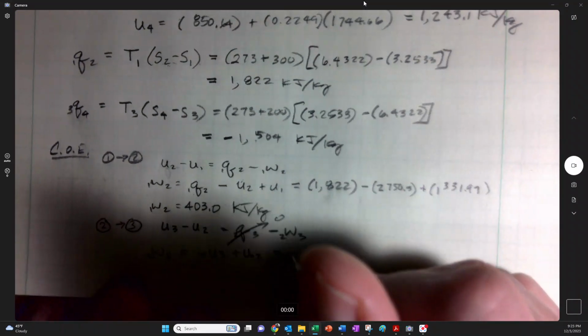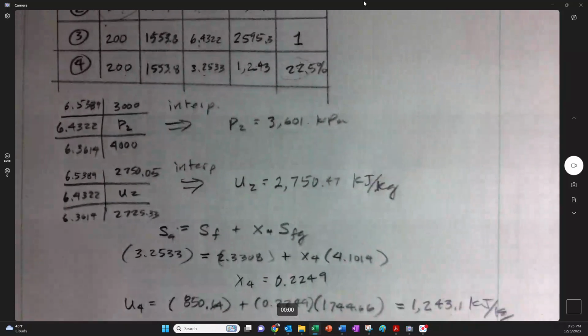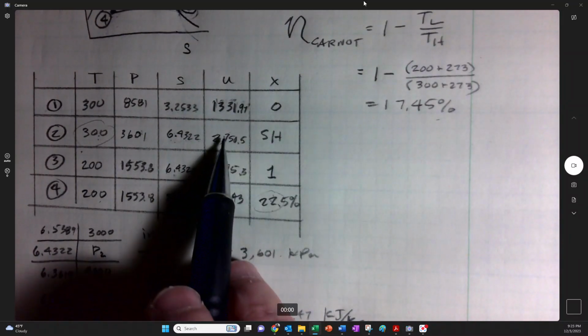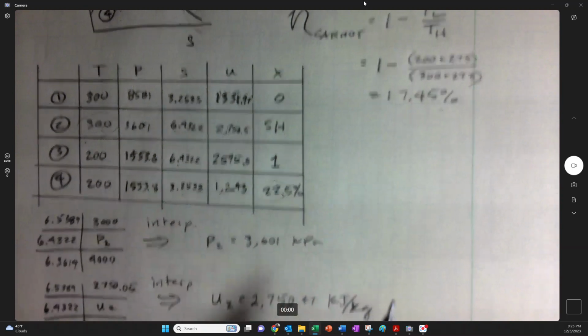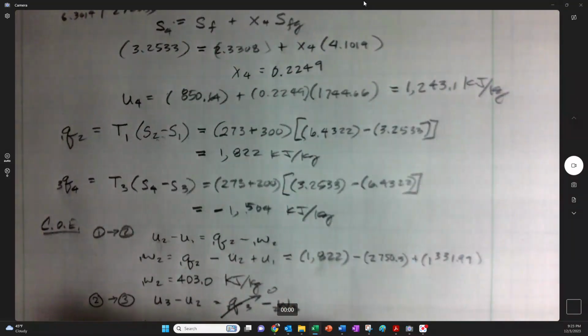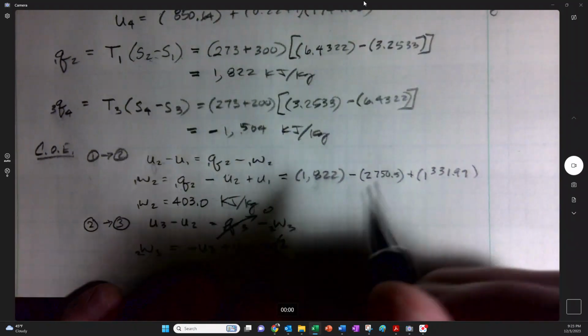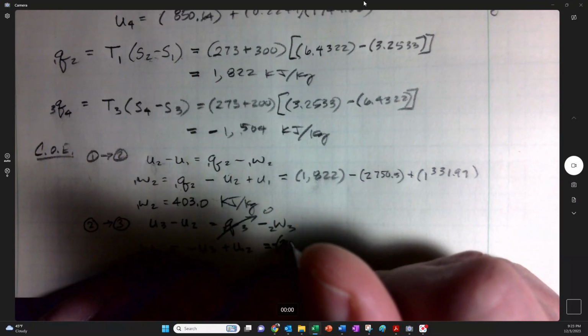So U3 is 2,595. U2, as we used before, is 2,750. So that should be negative. I didn't put it, you can't see it anyway.